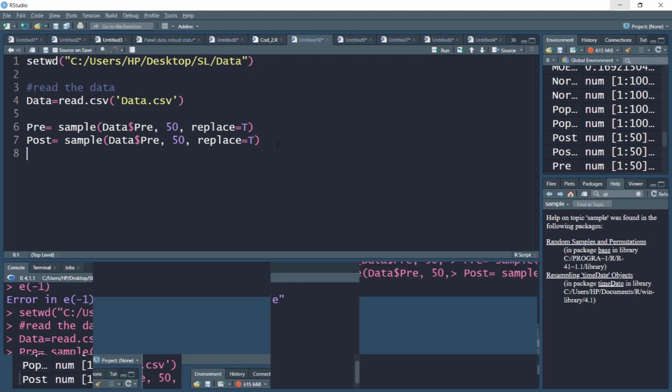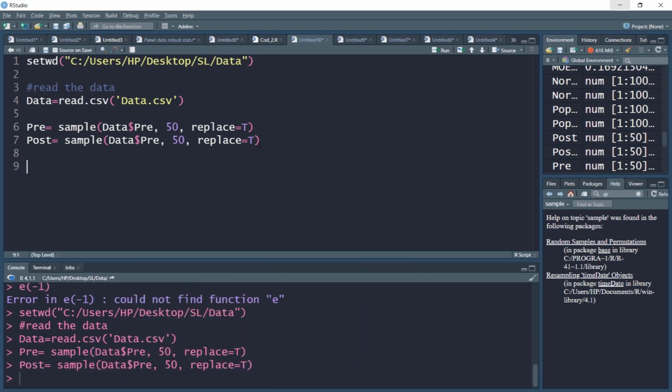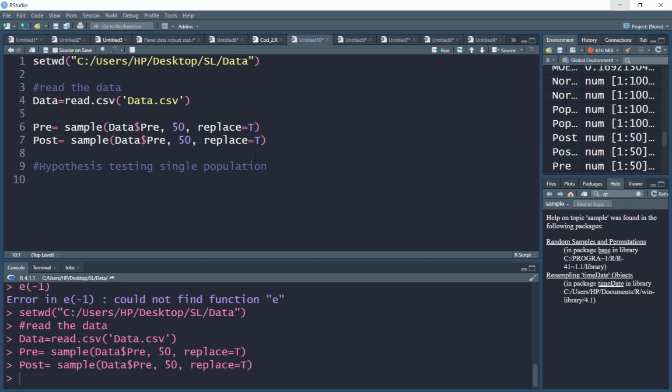So now that we have generated our pre and post samples of length 50, we will start with hypothesis testing. As a starting point, we'll start our hypothesis testing implementation with a single population. As a first step in hypothesis testing, we state the null and alternate hypotheses. The framework of hypothesis testing requires us to specify two mutually exclusive hypotheses, that is the null hypothesis, often referred to as H0, and the alternative hypothesis, often referred to as H1.